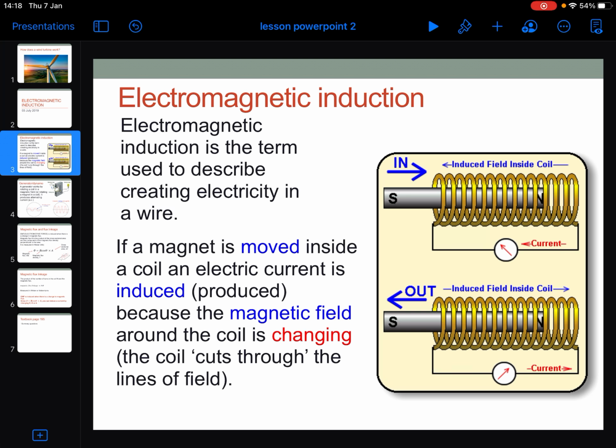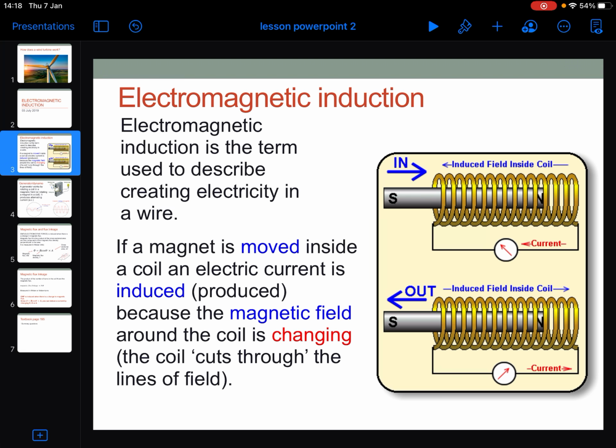Now there's also a key word there that I've highlighted in blue, which is induced. So if a magnet is moved inside a coil, an electric current is induced. Please try and use that word as much as possible in this topic. They like induction. This is because the magnetic field around the coil is changing.